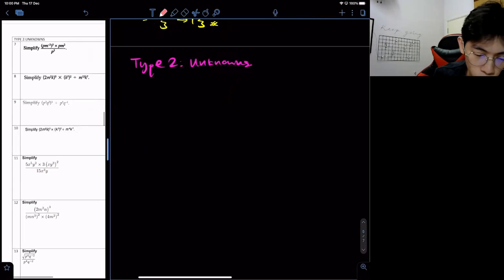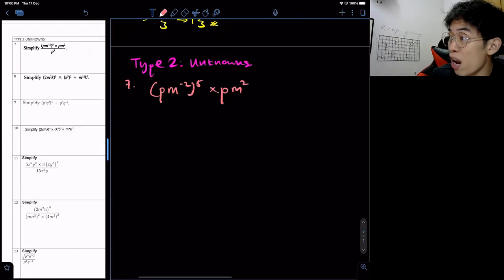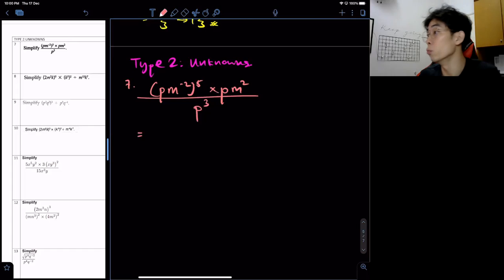Okay, so I'm going to do it like this. Question number 7. P power negative 2, 5 times P M squared over P cube.